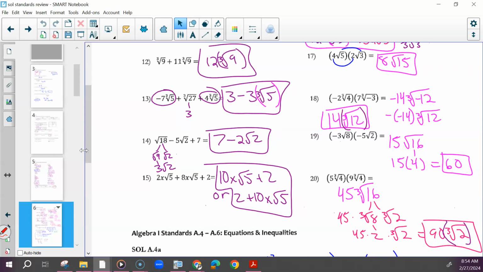So unlike, let's do some Desmos stuff and then I'll get back to that thought. So I'll show you a few of these in Desmos. So similar to the SOL A.3, you can't really do this in Desmos, but you can use it to check yourself.